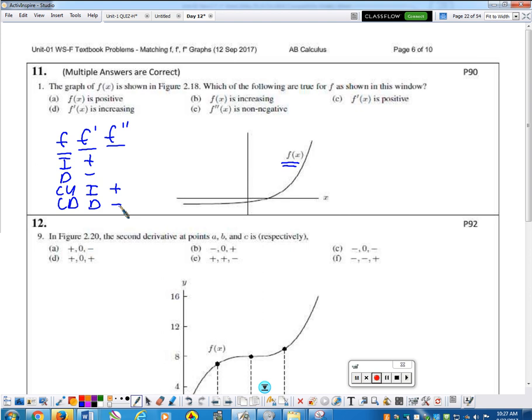F prime is always decreasing. I'm trying to think about increase and decrease. I don't think it matters. It usually does. I get everything, but I'm not sure about the slope. I don't feel like I'm really able to do it.